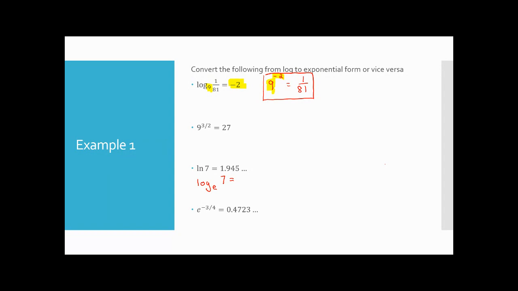So for the natural log, my base is e. So it's going to be e to some power. So e, and then the exponent is always going to be what that log or natural log is equal to. So 1.945. And then the only number I haven't used yet is the 7. So that's what that is equal to.